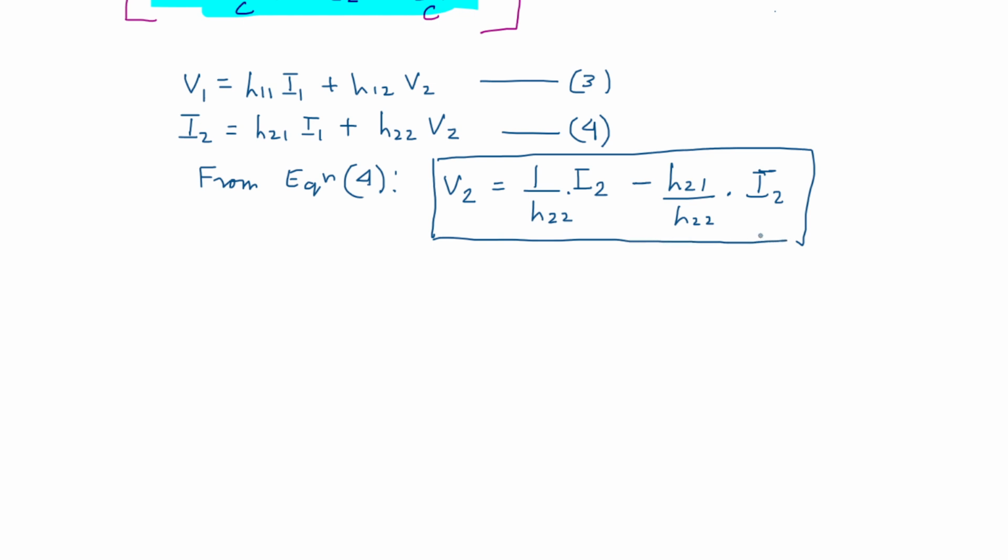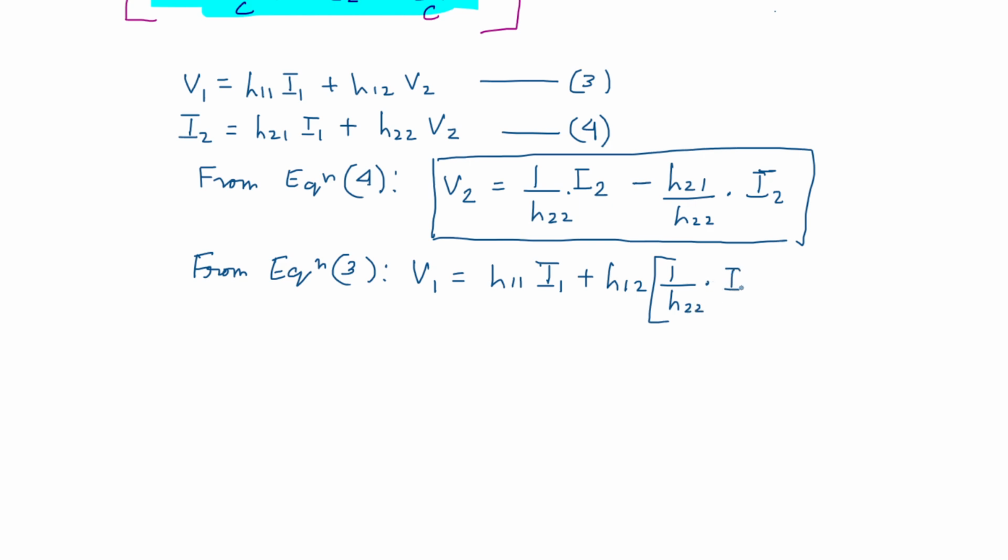Now if you substitute from equation 3, V1 is equal to H11 I1 plus H12. Now V2 you need to substitute this value. So 1 by H22 I2 minus H21 by H22 I2.